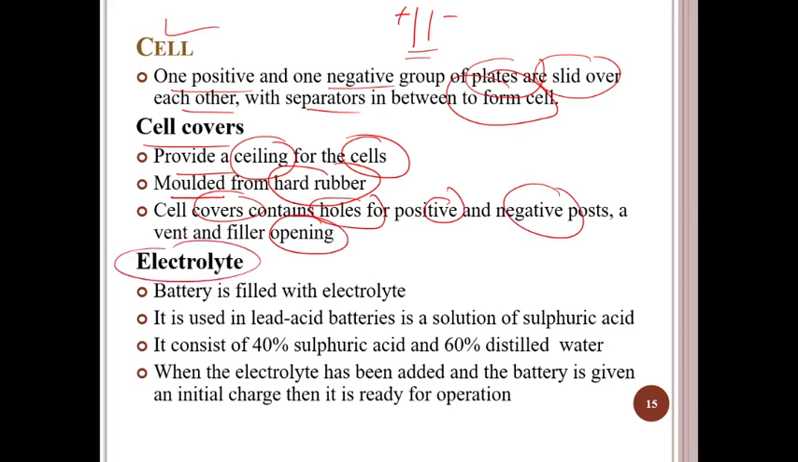Then the third is the electrolyte. The battery is filled with electrolyte. Without electrolyte, the battery cannot work. In a lead acid battery it is a solution of sulfuric acid. It consists of 40% sulfuric acid and 60% distilled water. When the electrolyte has been added, the battery is given an initial charge and then it is ready for operation.